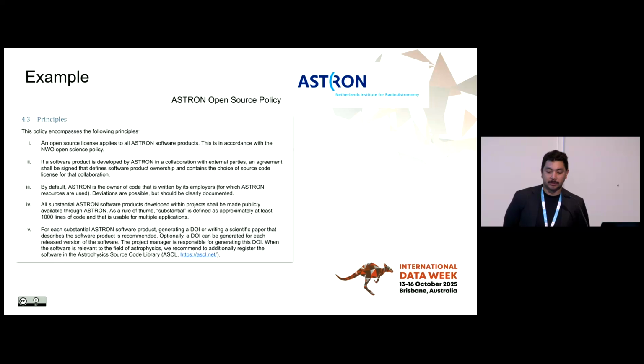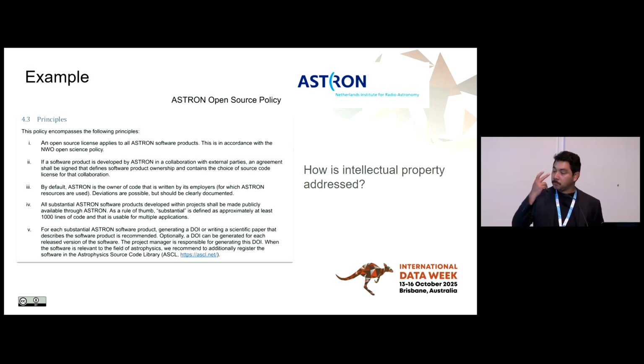So let me give you an example. This is the Astron open source policy. Astron is the Netherlands Institute for Radio Astronomy. And this is kind of the preface or the principles of the policy document. And in the policy, there is a wide variety in policy documents, right? Sometimes it's a 1 page, sometimes it's 20 pages, sometimes it's in the university website, sometimes it's a downloadable PDF document.